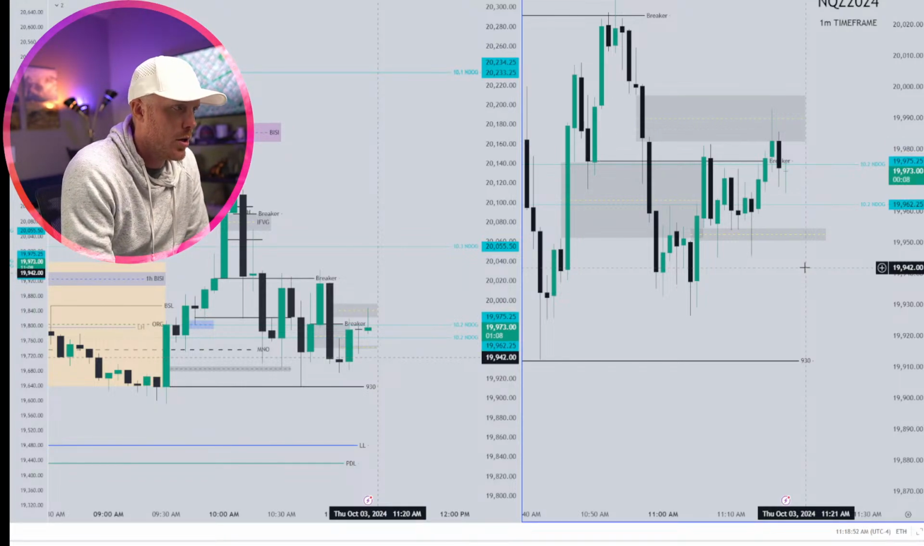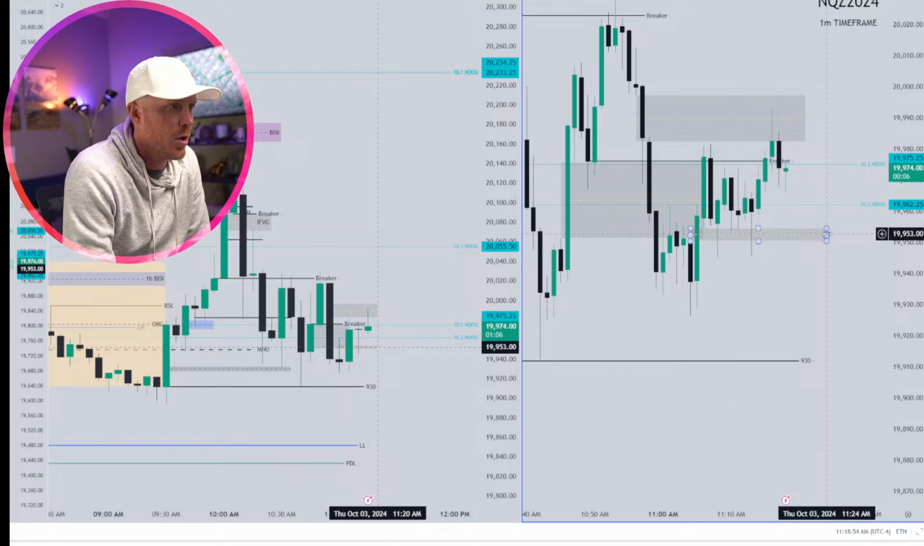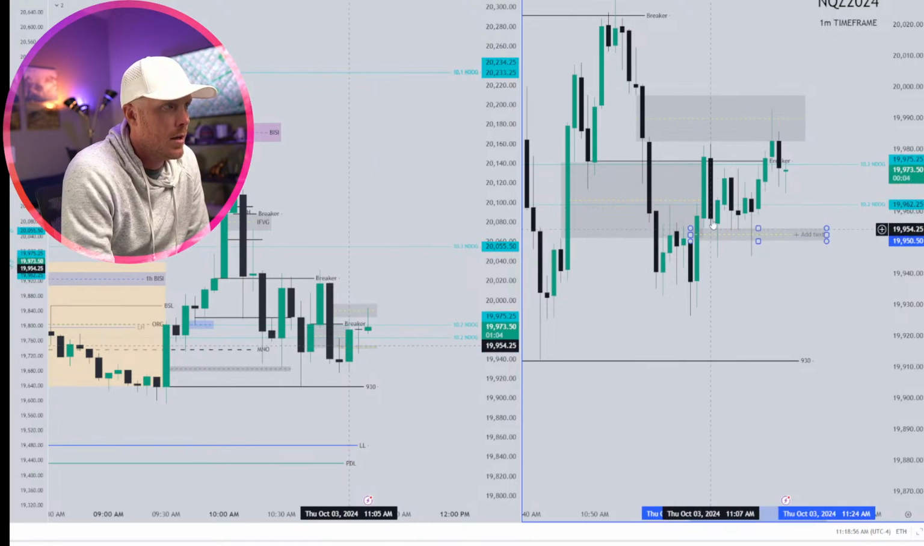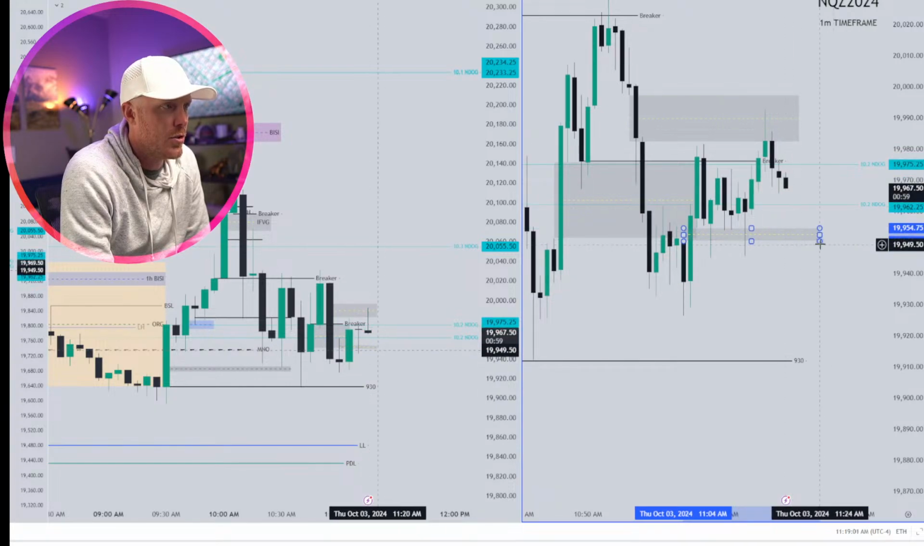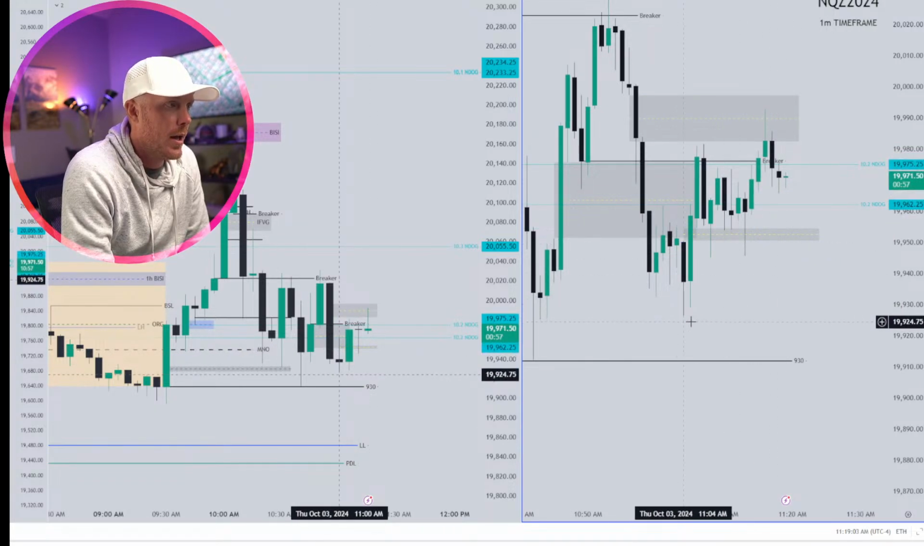I think the only other option, guys, here is if we close below this level, if we are aggressive here and we close below this, I'll use that as an entry. But I'll do proper risk management and everything for you guys.